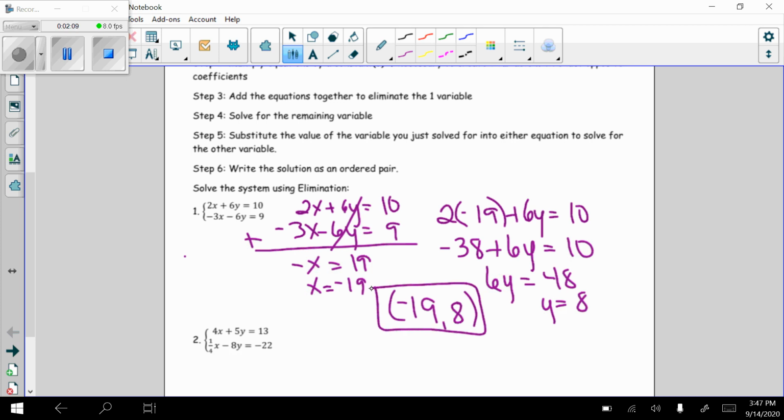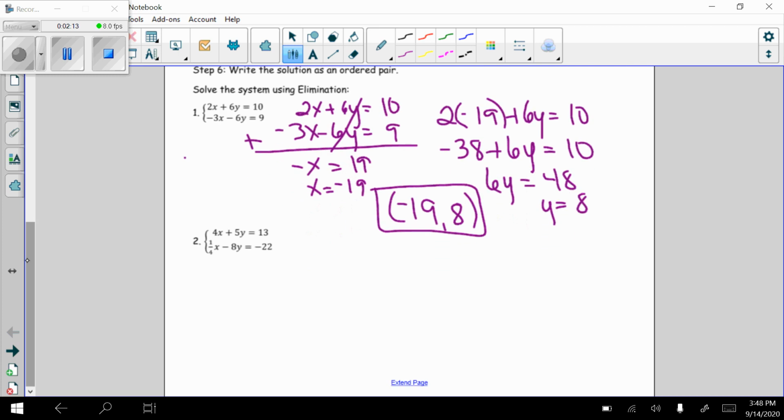That was a nice, easy one when we already had one of the variables with exact opposite coefficients. So now let's look at one when that doesn't happen. So number 2, 4x plus 5y equals 13. 1/4 x minus 8y equals negative 22. Notice I have a 5y and an 8y.